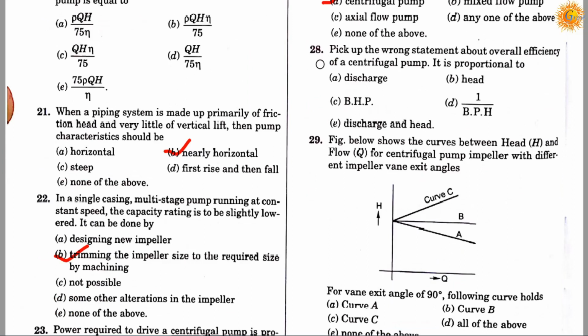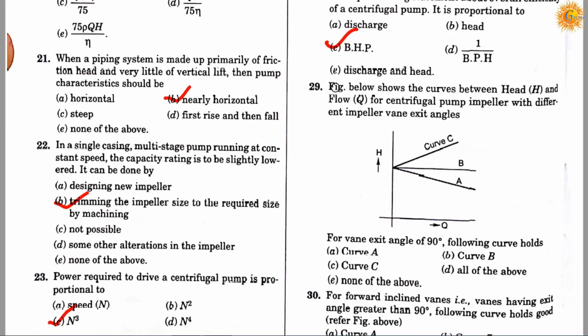Question number 28. Pick up the wrong statement about overall efficiency of a centrifugal pump. It is proportional to option A discharge, option B is head, option C is BHP, option D 1 upon BHP, option E is discharge and head. Correct answer is C, it will be BHP.